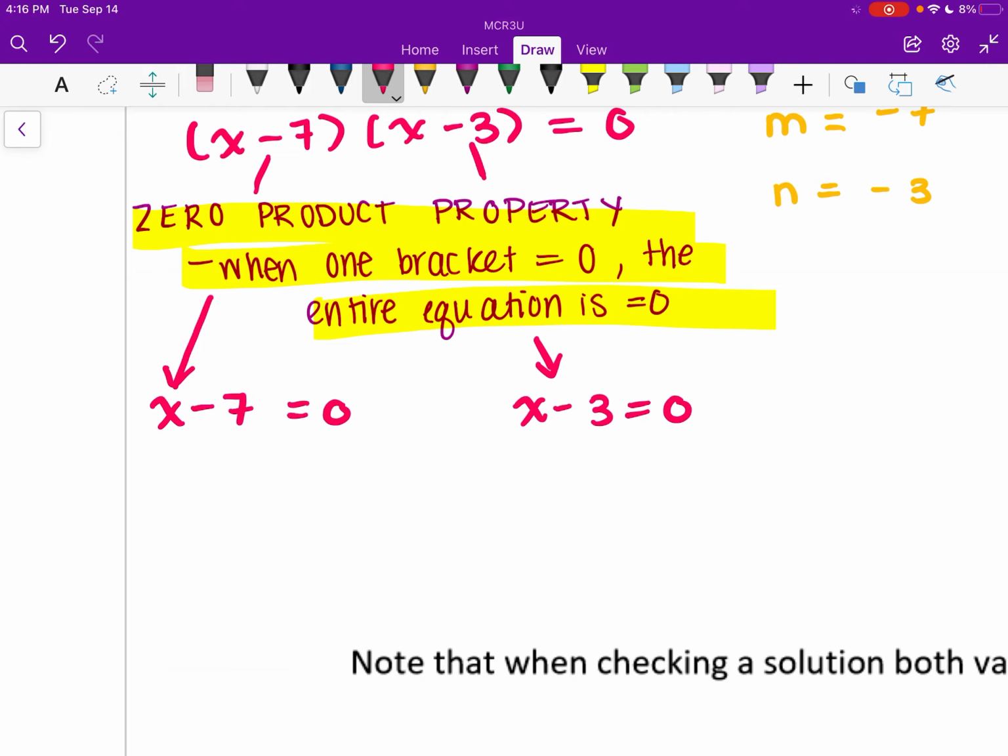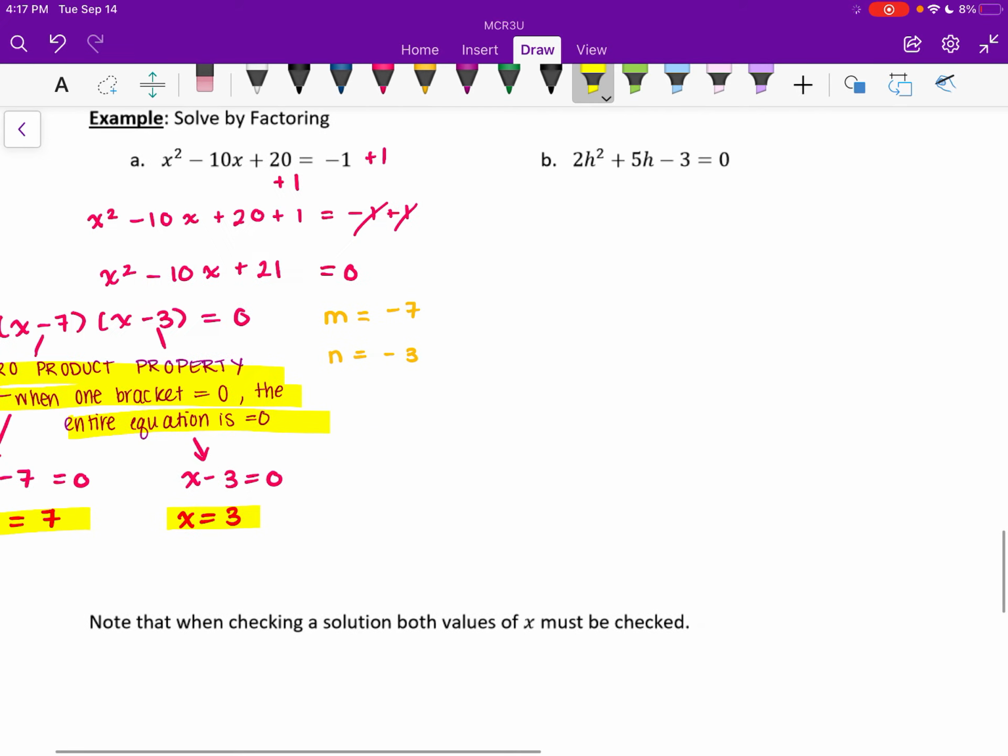So if you solve for x, get rid of the -7 here, add 7 to both sides. I'm left with x is equal to 7. And I'm left with x is equal to 3. So my two solutions for this are x is equal to 7 or x is equal to 3. And both of them will give me what I want.